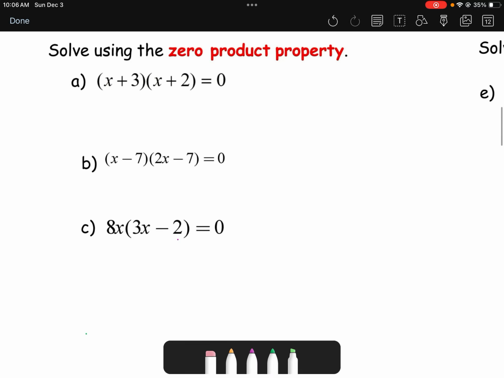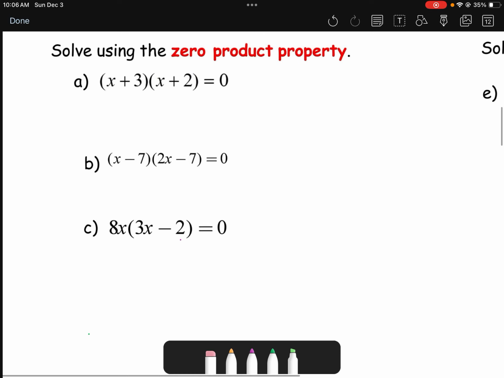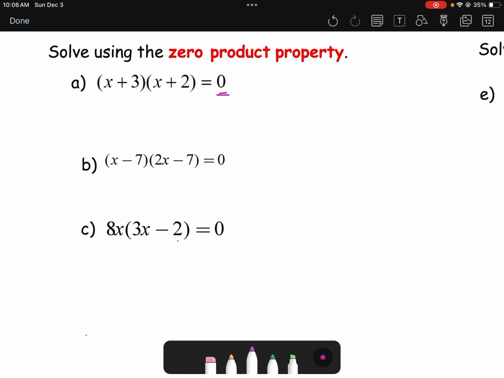So let's solve using the zero product property. Again, what we're saying is something times something has to equal 0. Think about this: I need either this to be 0 or this to be 0. How can I make that 0? We have to know what value would make that parenthesis 0. So you're going to set each parenthesis equal to 0. I have x plus 3 equals 0 and x plus 2 equals 0.